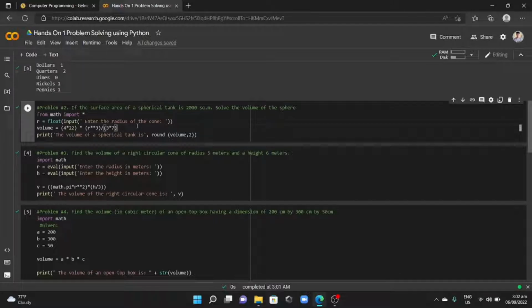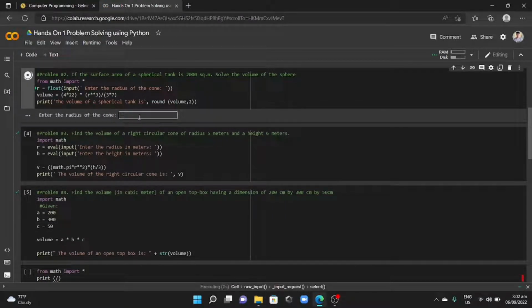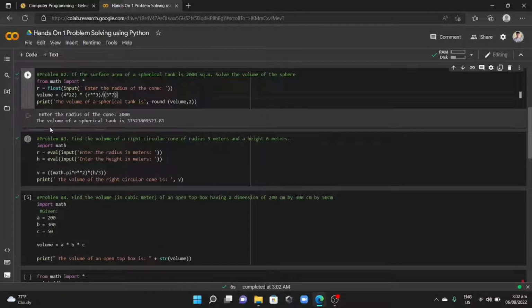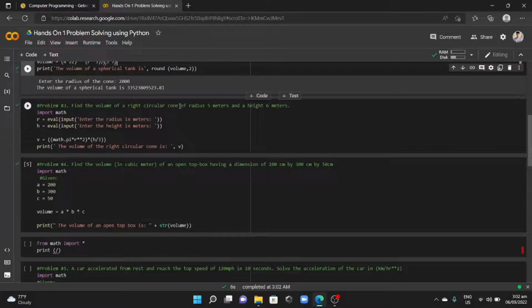The formula for the volume is 4 thirds pi r cubed, rather. Then we are going to run the code. We are going to enter the radius of the cone, which is 2000, and then enter. And there we go. We have the volume of a spherical tank is 33523809523.81.